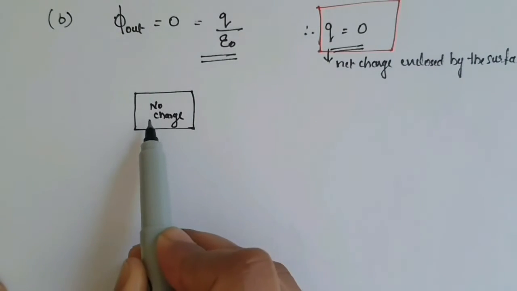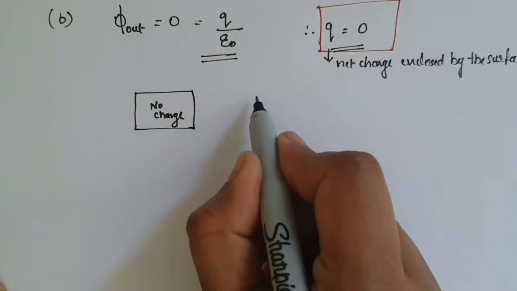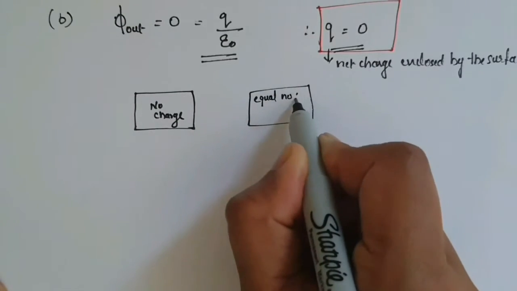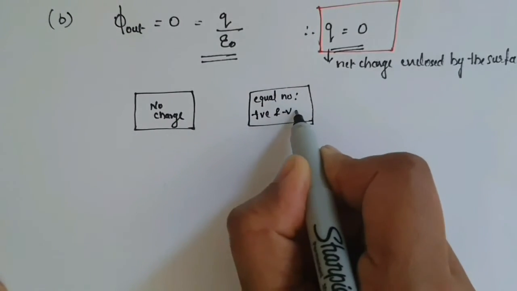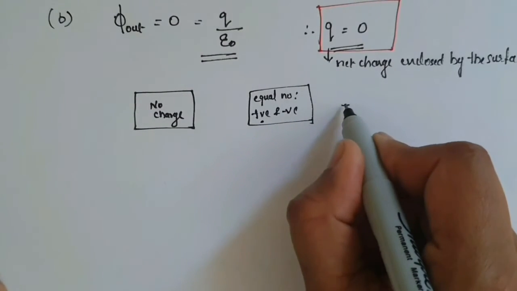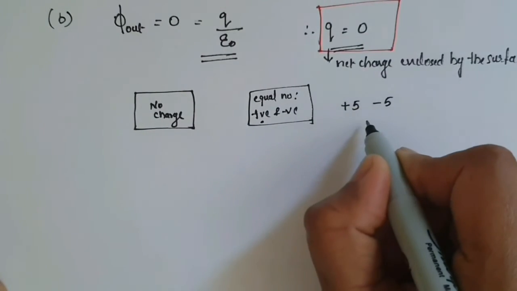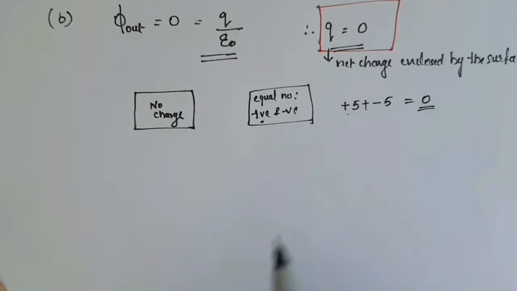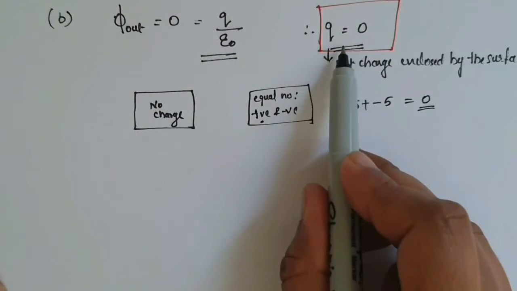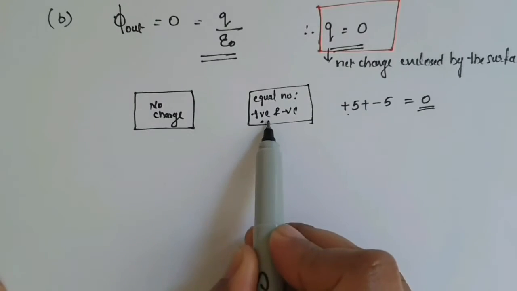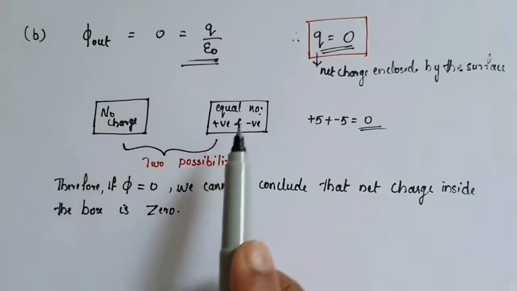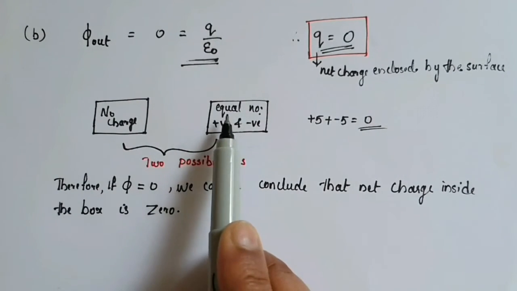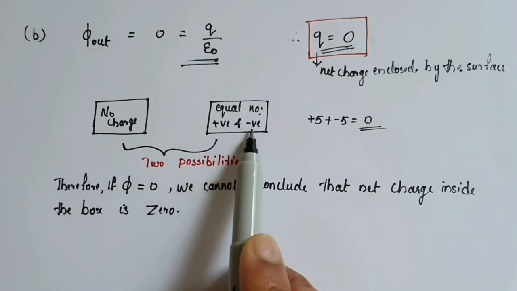Now what is Q? This is the net charge enclosed by the surface. Therefore, Q equal to 0 means a system may contain no charge. There is another possibility that a system may contain equal number of positive and negative charge. Suppose a system contains plus q charge and minus q charge, therefore the sum of these two charges is equal to 0. That is, Q is equal to 0. So this is the net charge enclosed by the surface. So there are two possibilities. Therefore, even if the flux is 0, we cannot conclude that the net charge inside the box is 0.